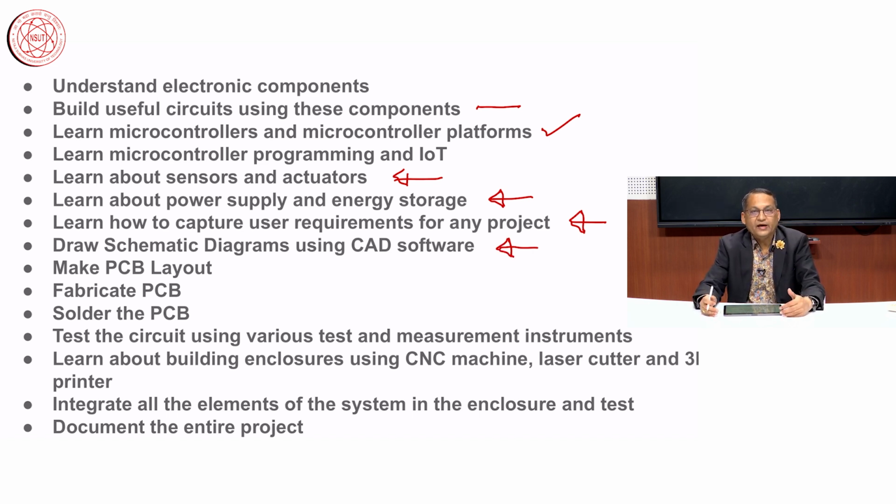From the schematic diagram, how do you make a PCB layout? Once you have made the PCB layout, how to create a PCB, how to fabricate a PCB. There are PCBs of various types, single layer, double layered, multi layers. And once you fabricate the PCB, you get all the components together and you solder these components on that printed circuit board. So, you need to learn how to solder printed circuit boards.